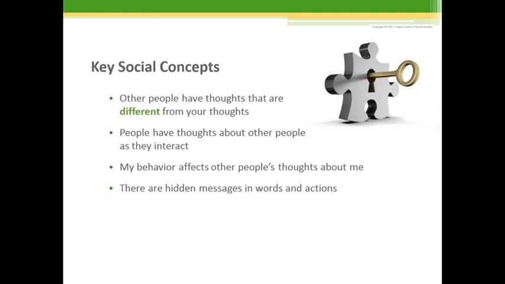We also know that a key social concept that some individuals with autism struggle to grasp is that my behavior affects other people's thoughts about me. And so when we think about all the different ways that we change our behavior because we know how other people would think about it if we didn't change our behavior, or if we didn't interact a certain way, for some with autism, they really struggle to behave in ways that are governed by those rules, those social concepts. And of course, another key concept is that there are hidden messages in our words and our actions as we interact with one another.